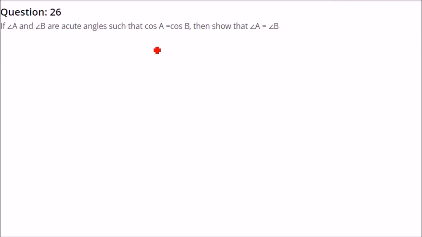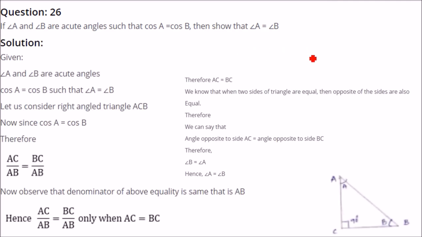If A and B are the acute angles such that cos A equal to cos B, then show that angle A equal to angle B. So here is the logic, that is, first we will take A and B. These are the acute angles. And it is given that cos A equal to cos B. So we are taking ABC as the side. This is 90 degree. So cos A will be based upon hypotenuse. This for this angle, base is this one AC.